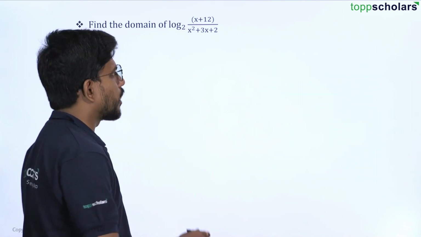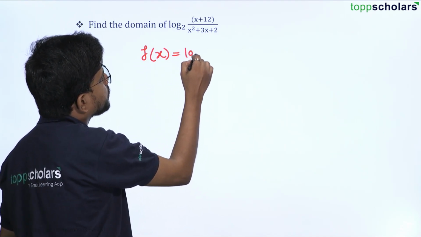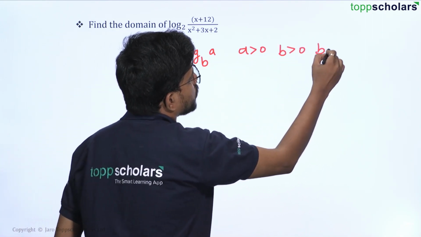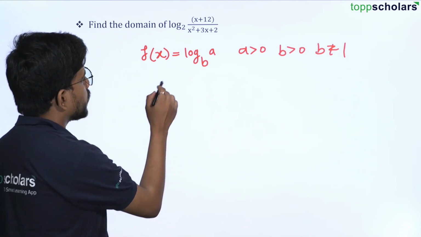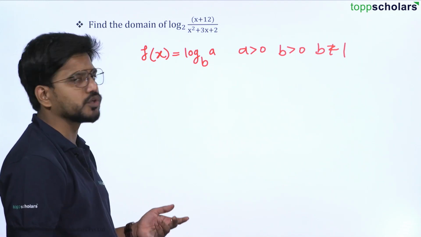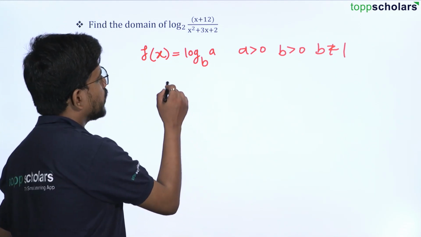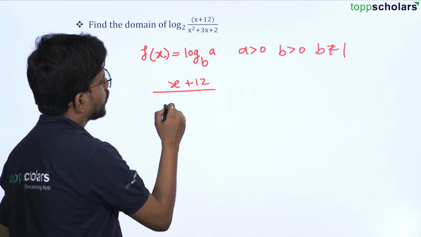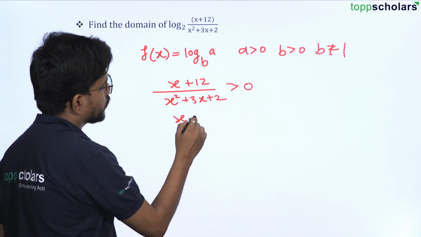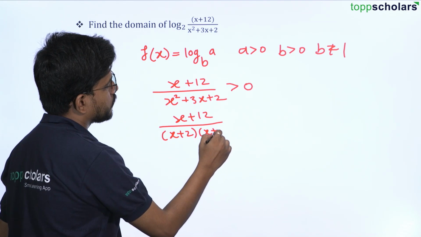So, it's pretty simple. How will you do this? We have f(x) equal to log of a to the base b, then a is greater than 0, b is greater than 0 and b is not equal to 1, right? Now, what is a? In place of a, I have (x plus 12) upon (x square plus 3x plus 2), and in place of b, I have 2, which is already positive and which is not equal to 1. So, I don't need to check that. So, a, (x plus 12) upon (x square plus 3x plus 2), has to be greater than 0, right. So, this will be (x plus 12) upon (x plus 2)(x plus 1) greater than 0.